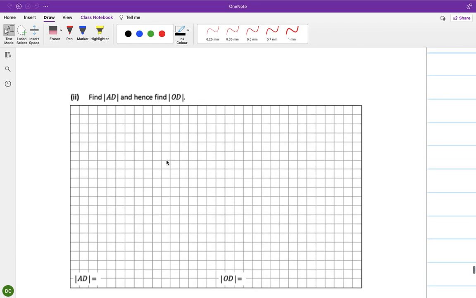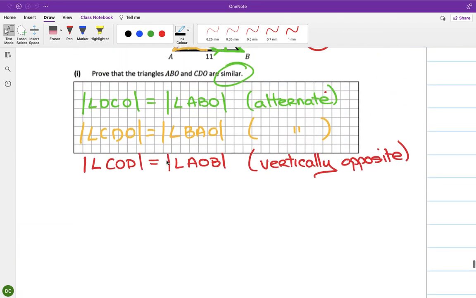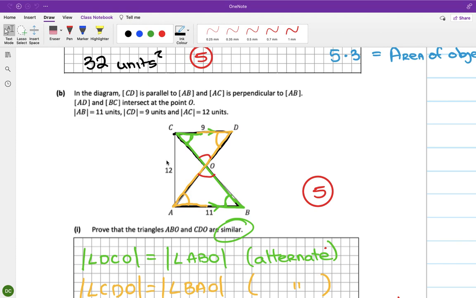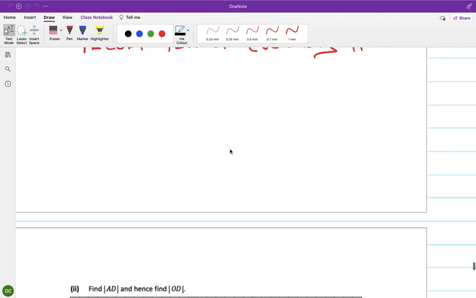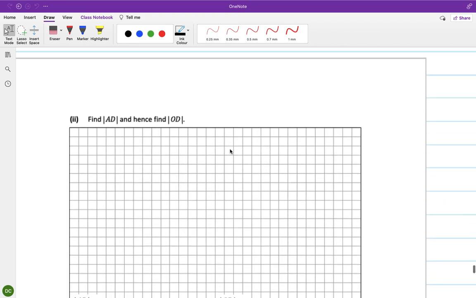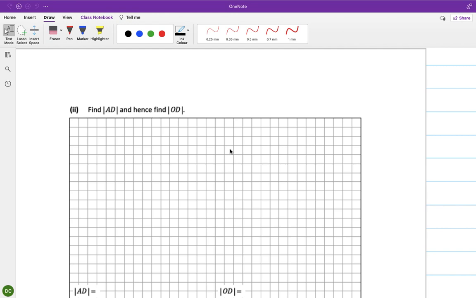Okay, find AD and hence find OD. Okay, so AD is just this one here. And this is a right angle triangle. So it's just Pythagoras. So hang on.